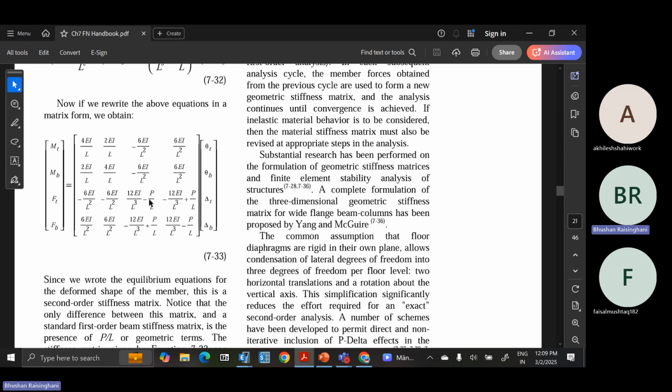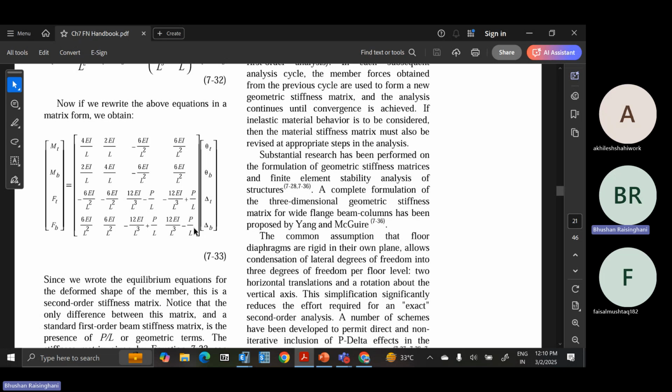12 EI by L cube minus P by L, minus of 12 EI by L cube plus P by L. Now this is symmetric, so minus 12 EI by L cube plus P by L, and this remains the same, 12 EI by L cube minus P by L. So theta, theta, delta, delta. So what is related to this moment and delta? That stiffness has to be modified. Shear and delta will not happen. Moment and delta, there is a change in the stiffness equation.